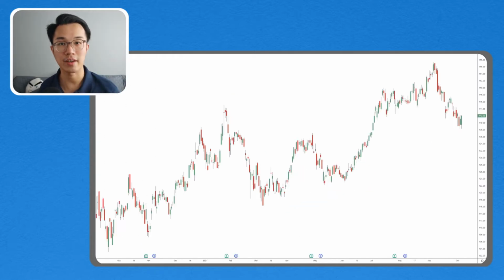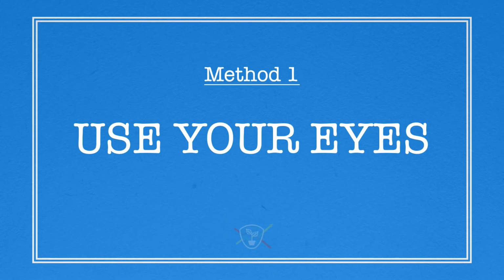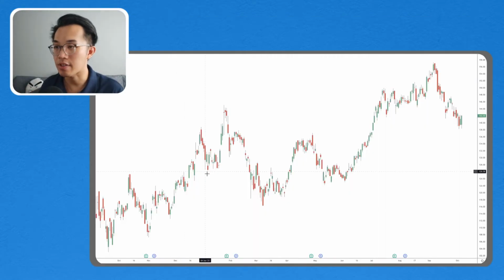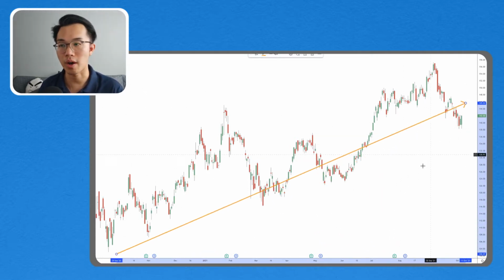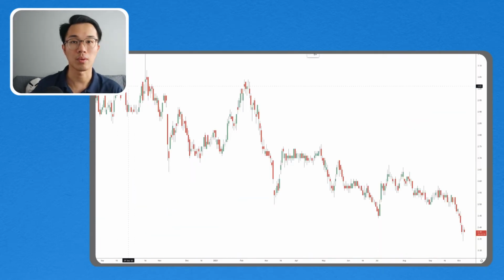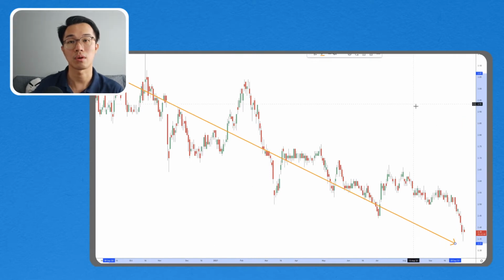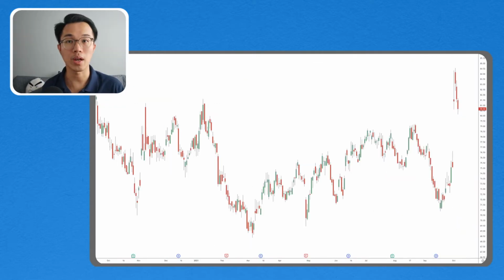The first method of how to identify a trend is also the easiest method. You open the chart and you look at it. From the left side to the right side, how have the prices moved? Is it higher? Is it lower? Is it the same? Very clearly in this chart, the prices have moved up. So this one tells us uptrend. What about this chart? From the left side to the right side, clearly prices have moved down. So downtrend.